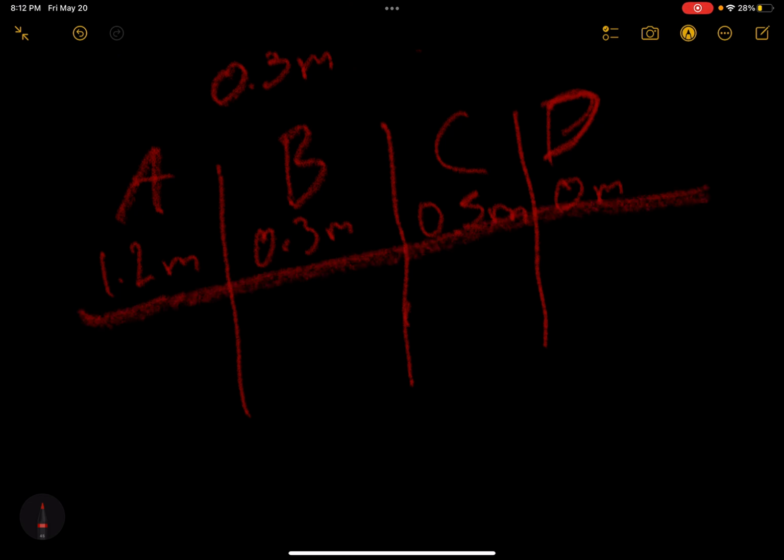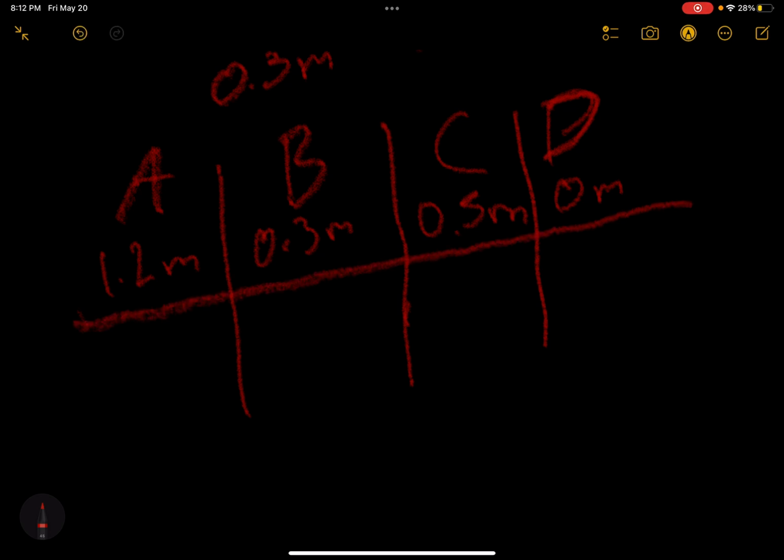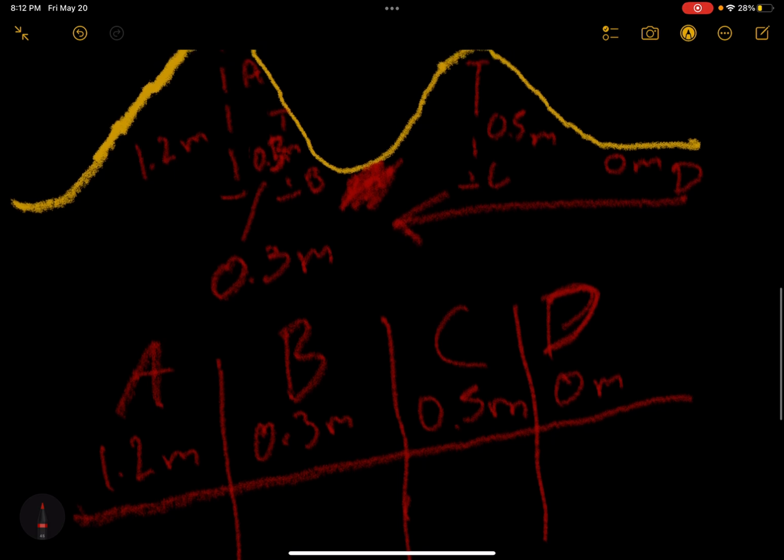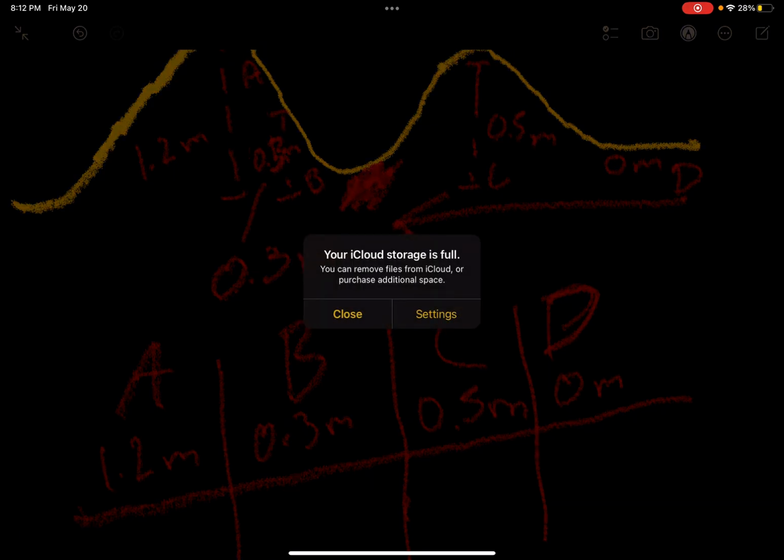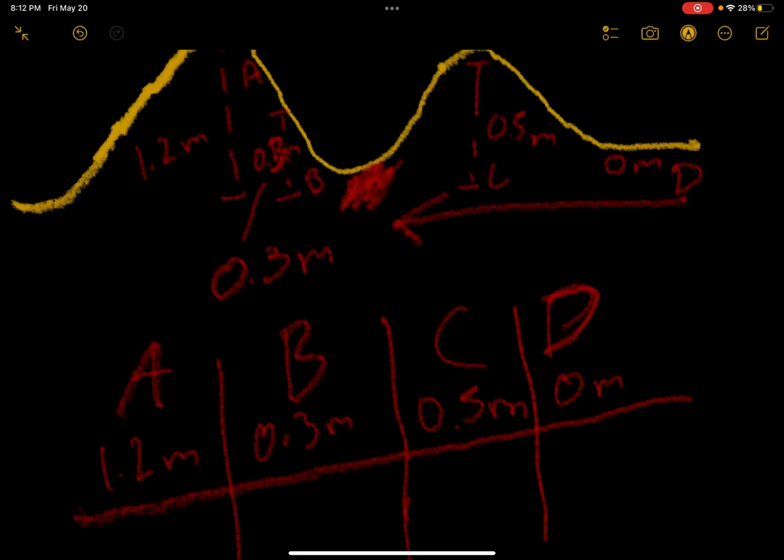That did not look good. Let me undo that. Let's calculate potential energy. Potential energy, a pretty cool thing. The way we're going to do potential energy is by using the MGH formula, right?